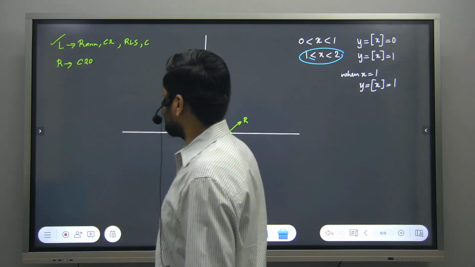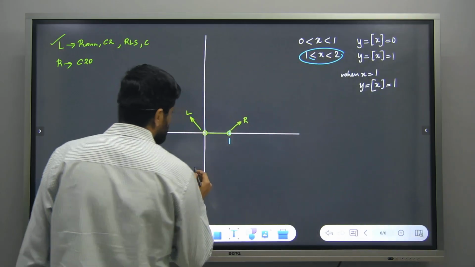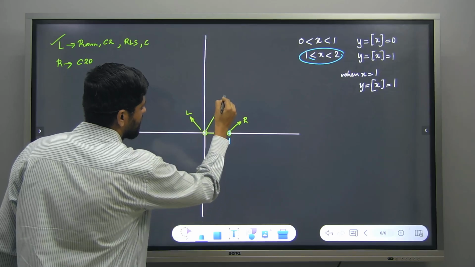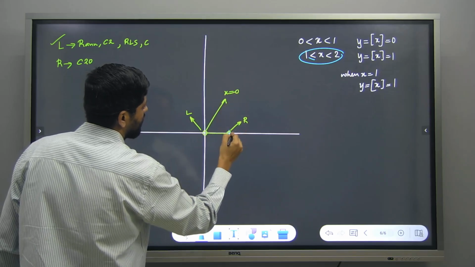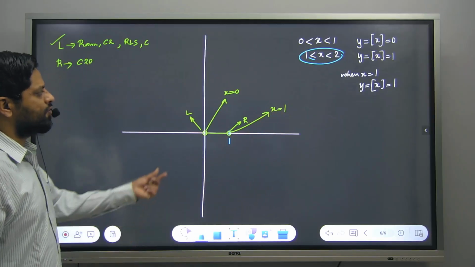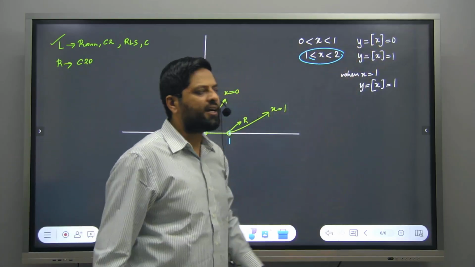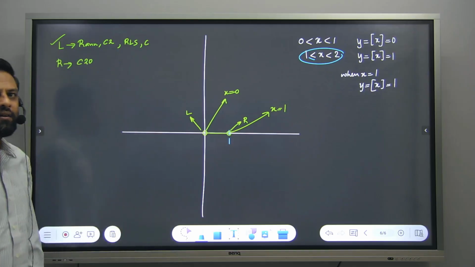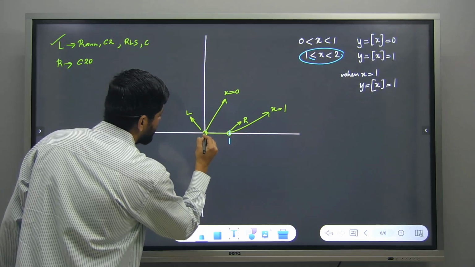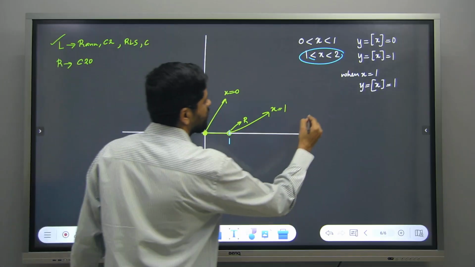Left is the correct answer. Why is left the correct answer? Because when x is between, what is the value of x here? 0. What is the value of x here? 1. So when x is from 0 to 1, what is the value of y? Y should be 0. So y is 0. But what happens at x equal to 1?